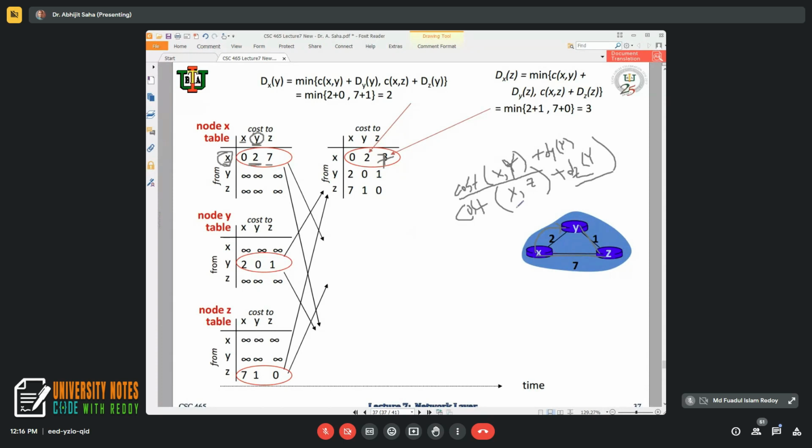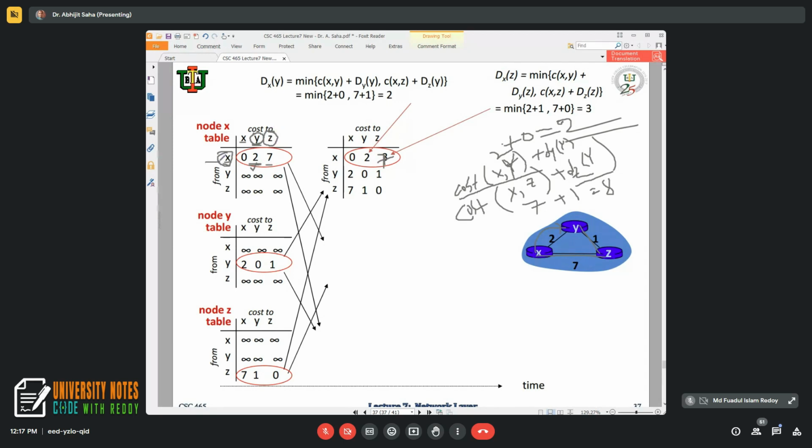Now if you simply write it, it is 2 plus 0. So what value did you get? 2. And here x to z is 7 plus dz to y, which is 1, so it is 8. Between these two, which is the least cost? 2. So what we have is 2, yes or no? That means we are not going to change anything, because we already have the least cost path in the table.